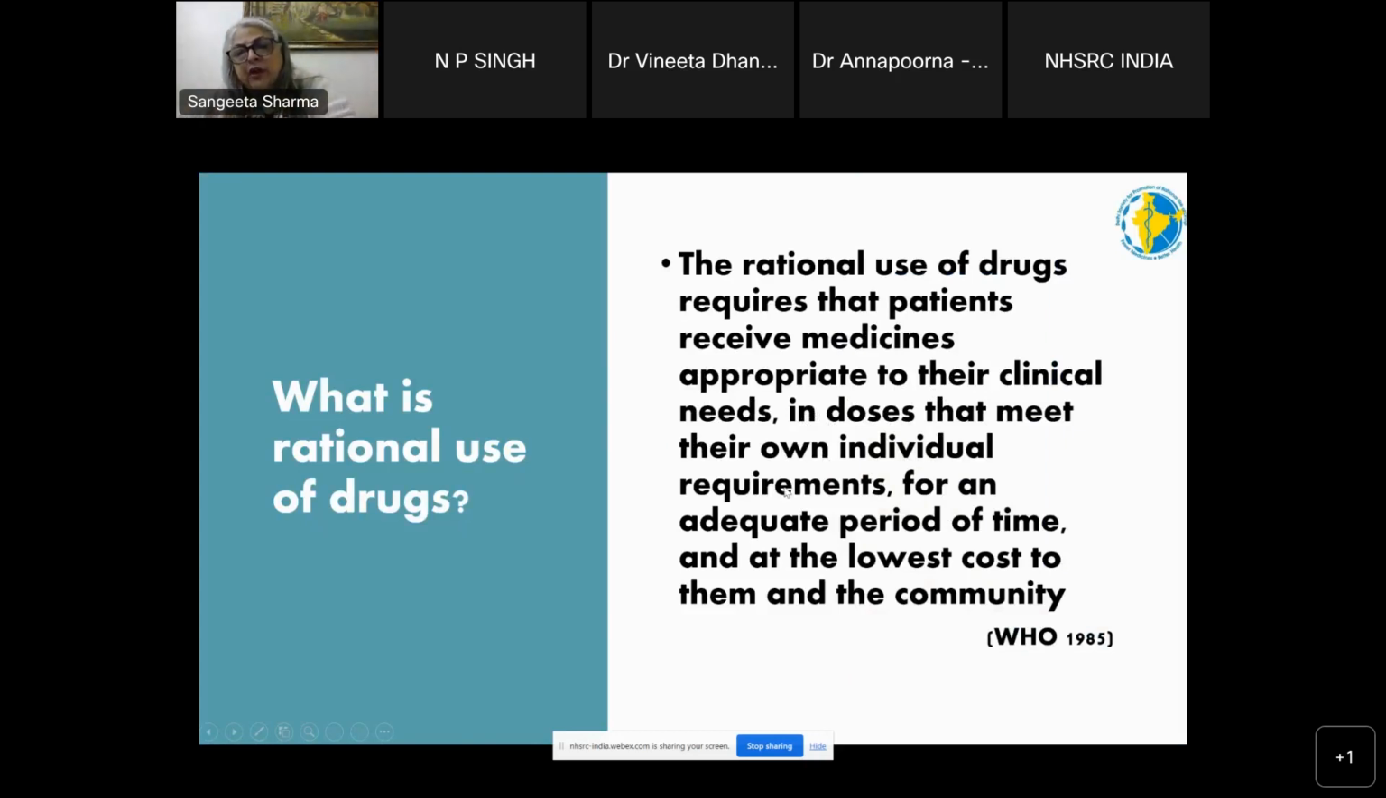So a child would require a liquid dosage form, or an inpatient who needs intravenous, so maybe that is appropriate for him. And for an adequate period of time, if you have to give treatment for 5 days, 7 days, 1 month, 6 months, depending on the disease, it should be available for the entire duration and at the lowest cost to them and the community.